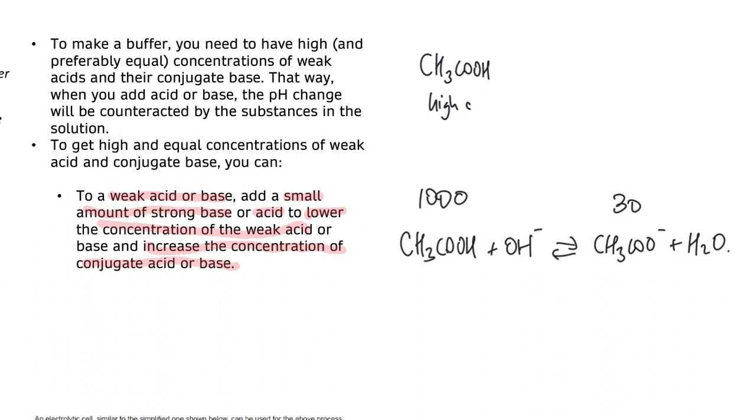Okay, so we haven't got high and equal concentrations of the acid and the base. But when I add in the base, and maybe I only add in a small amount, 400 or so, these 400 OH minuses are going to react with the ethanoic acid molecules, and they're going to reduce its concentration. So now instead of it being at 1000, it's only going to be at 600. And in the process, it's also going to produce 400 of these CH3COO minuses. Okay, so now you have a roughly, not really exactly, but roughly equal and reasonably high concentration of both the acid and the base molecule.